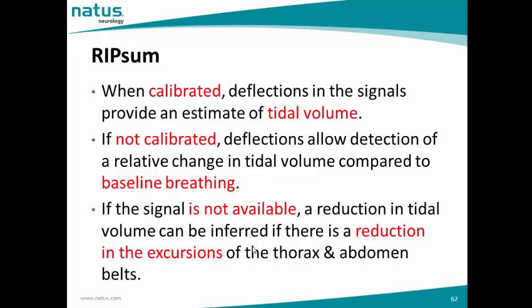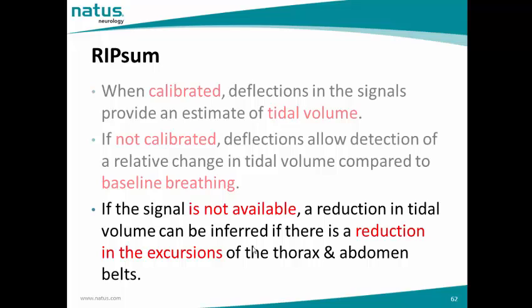When the RIP sum is calibrated, this can give an estimation of the tidal volume. If not calibrated, it may allow detection of the relative change in tidal volume compared to the baseline breathing. If the signal is not available, a reduction in tidal volume can be inferred if there is a reduction in the excursions of the thorax and abdomen belts.